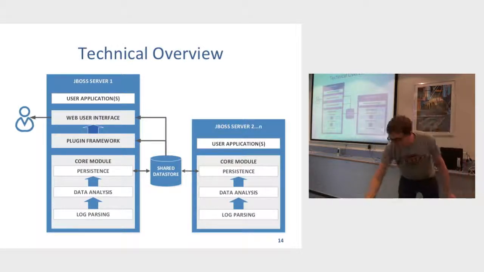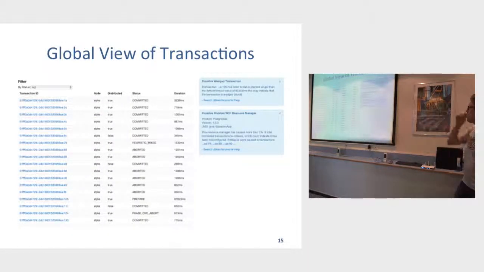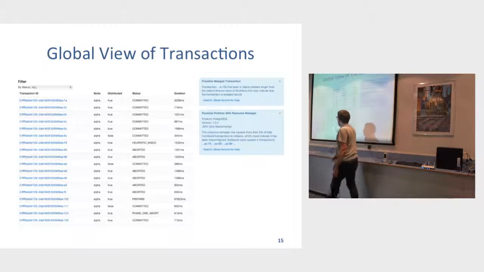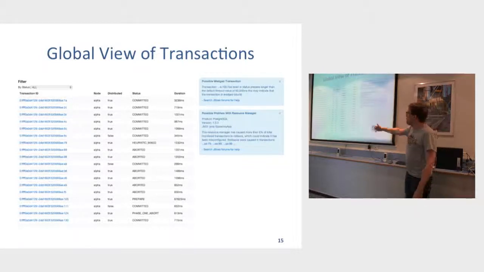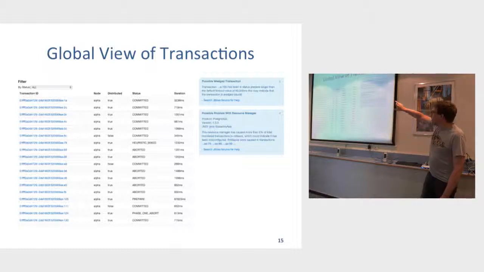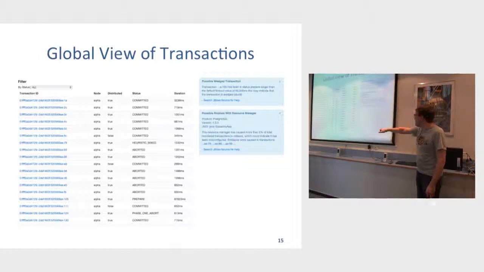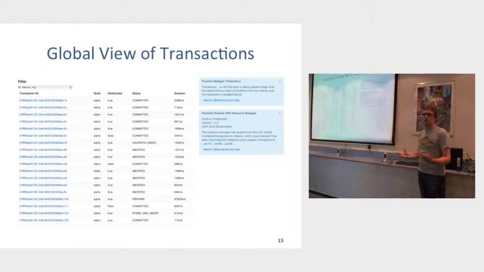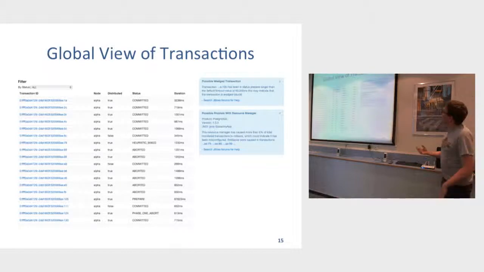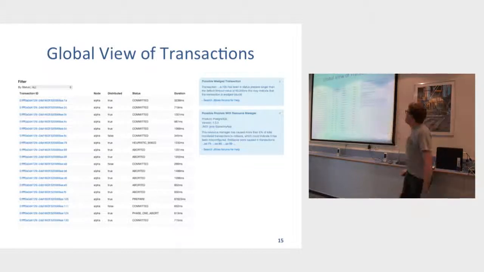So I'm going to just give you a few screenshots of the user interface, just because it shows a bit of relevant information. So this is the kind of global view of the transactions you get. You've got a list of all the transactions that are occurring in the system here. You can see the node they originated from, whether they're distributed or not. More importantly, though, we've got this status of the transaction and the duration. So we can see a few different outcomes there. We've got committed, aborted. We've got a heuristic outcome there. We've got also the phase one abort, one that's preparing at the moment. And we can filter these down so we can get that global view of transactions that are in a specific state based on what we're specifically interested in. And we've also got on the right here the actual plugin manager interface.